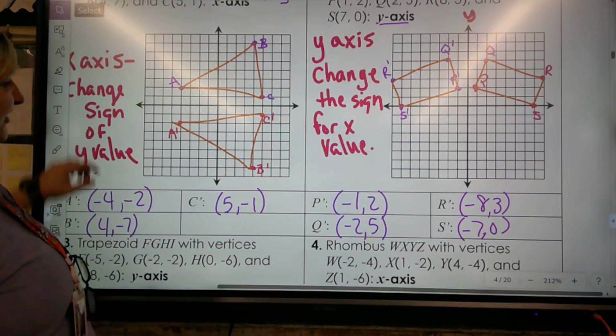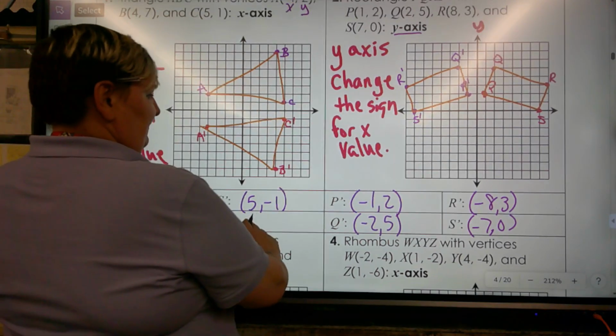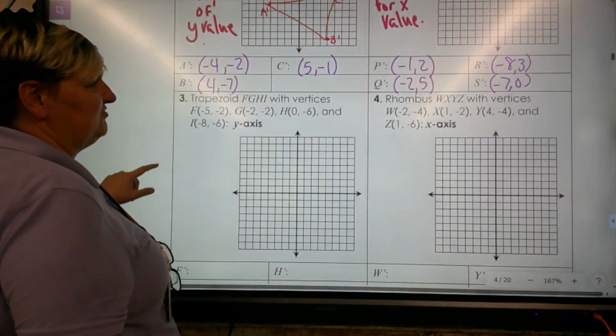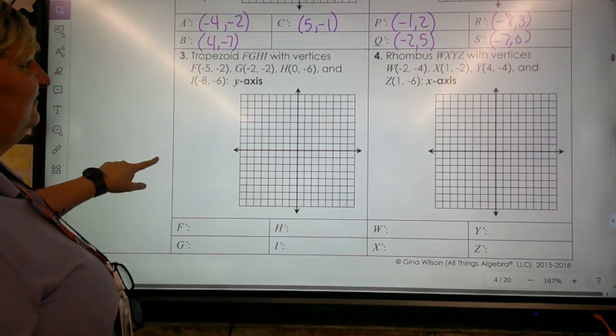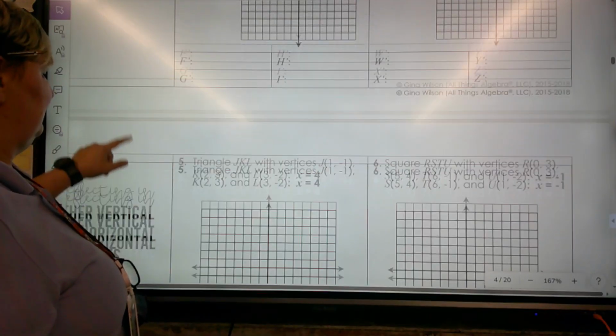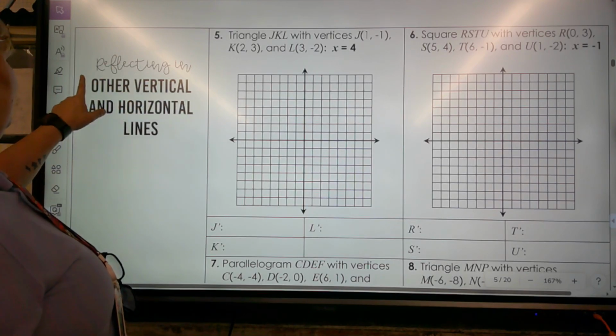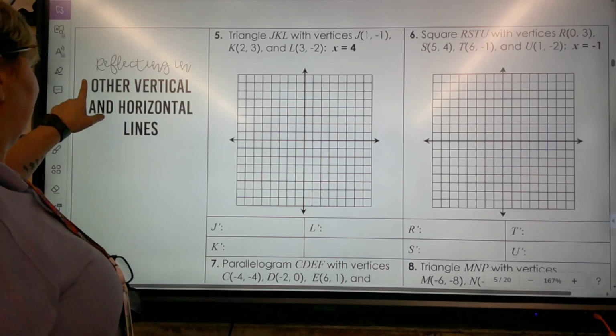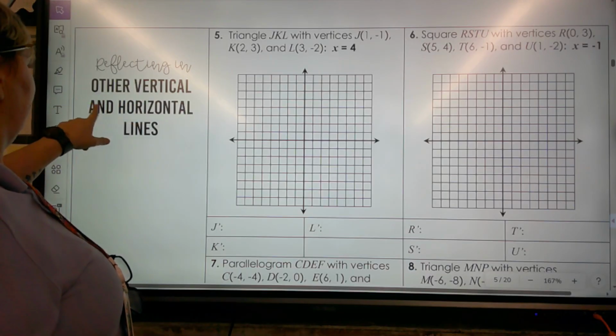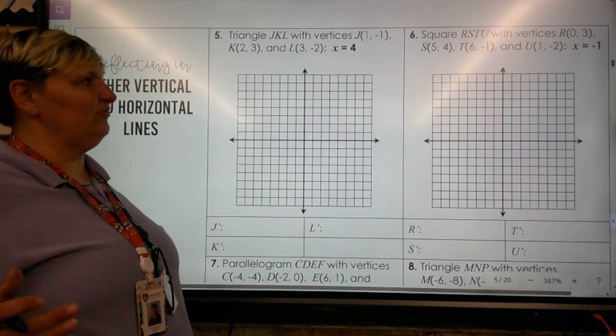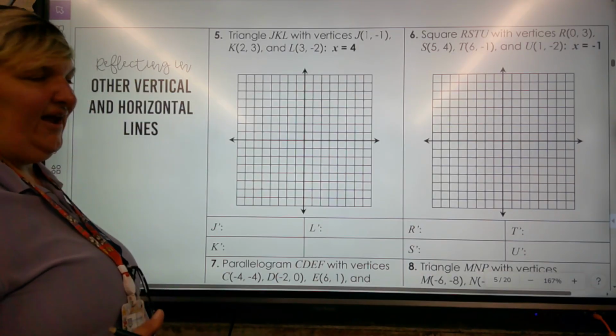All right, you do 3 and 4. We'll see how you did. And then the next step, reflecting on other or vertical or horizontal lines. So what if we don't reflect on the x-axis or the y-axis?